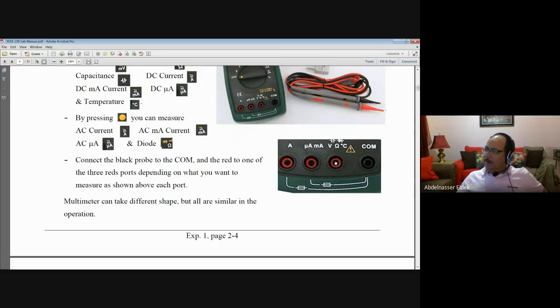For example, here at the top of this one you see V, this is omega or ohm, and this is C. If you want to measure voltage, resistance, or temperature, you have to use these two, the common and this one here. If you want to measure current, microampere or milliampere, you have to use these two. If you want to measure ampere, high current, you have to use the common and this red one here. So that's how you use it. First, move the knob to the right position, and second, select the positions of the probes.